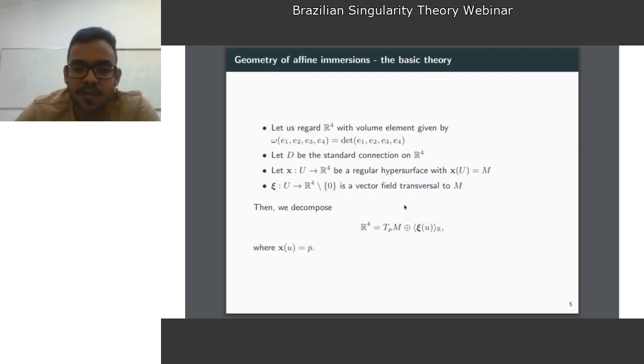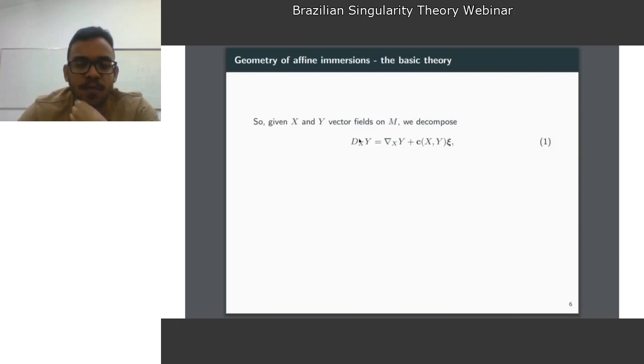So R4 is the direct sum of the tangent space of M at P, where P is given by X(U), and direct sum with the vector space generated by this vector, the vector C. And then if we take, for instance, X and Y, capital X and Y vector fields on M, then we can decompose the derivative of Y in the direction X into a tangent component and a transversal component.